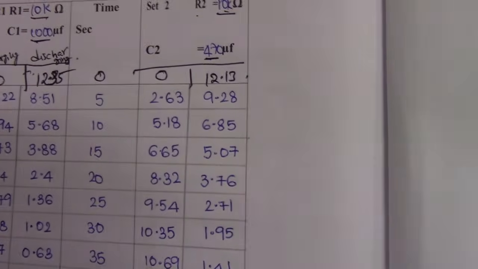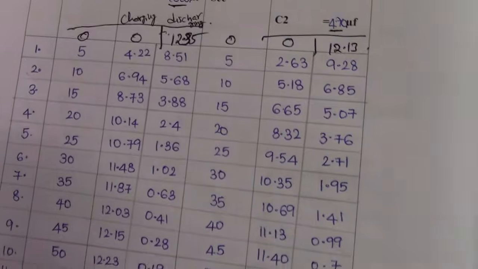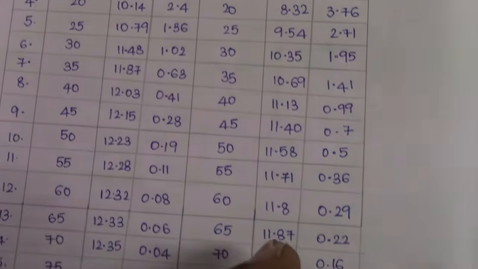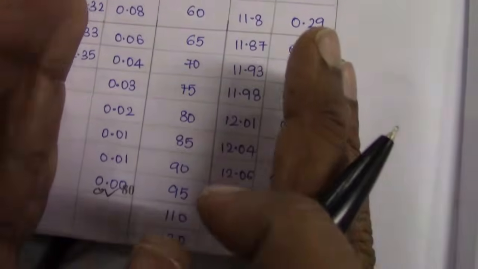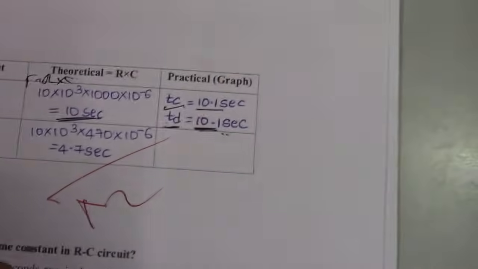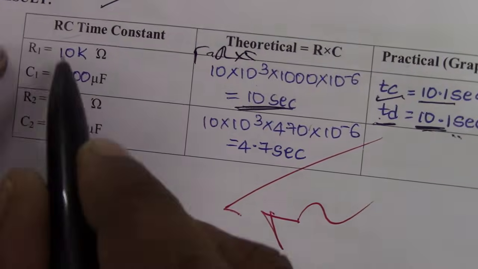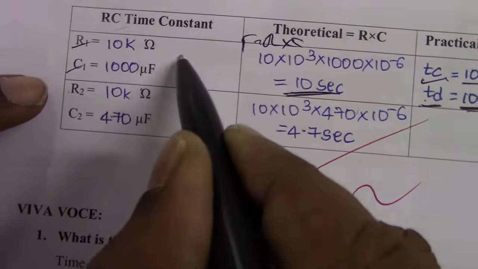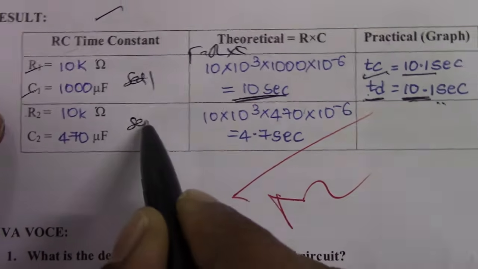Set 1, one graph for charging and discharging. Set 2, you have to take another graph and draw graphs for charging and discharging on the same graph sheet. So finally you require two graph sheets, one graph for this and one for this, and you compare the values. So RC time constant: what is the R value, C value for set 1, and this is for set 2.